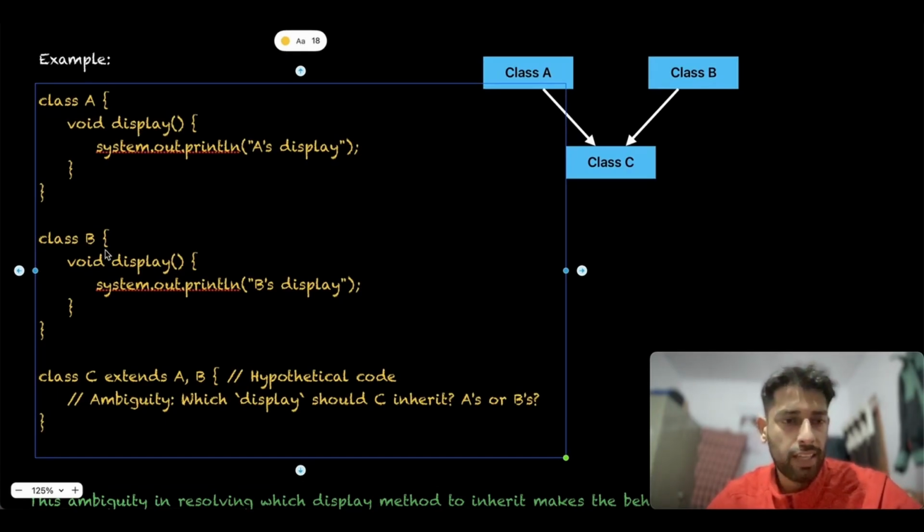Then there is class B with the same method name display with its own implementation. And consider now class C inherits from both A and B. Then which display method will C inherit and which would be called? So this becomes an ambiguity for class C, and to avoid this problem, classes don't support multiple inheritance.